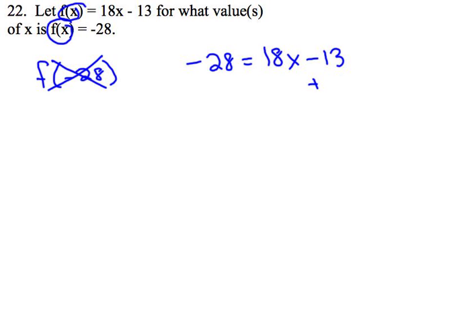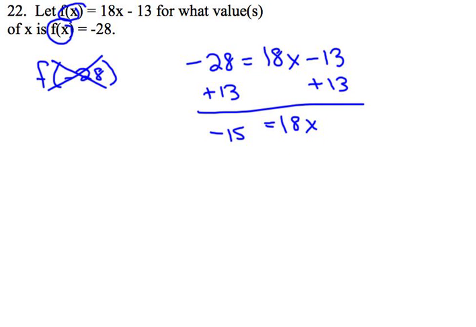So I want to add 13 to both sides. And when you solve that, we're going to divide by 18 and simplify. You get x is negative 5/6.